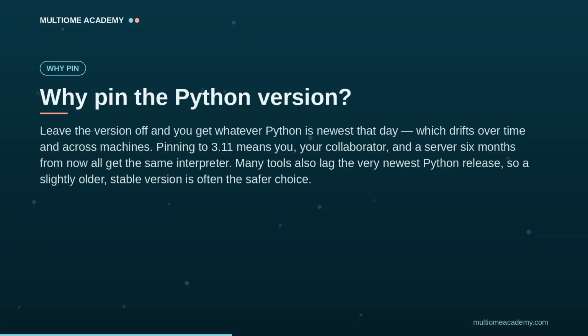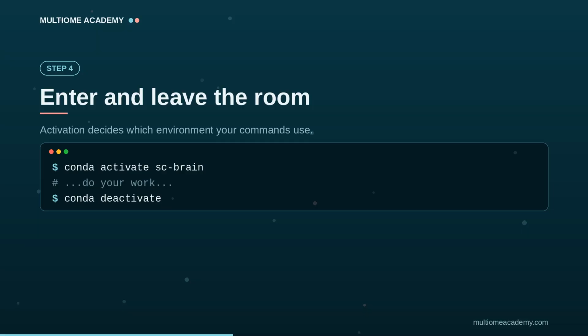To use an environment, you activate it. conda activate sc-brain steps you inside, and your prompt updates to show the active room, so you always know where your code is running. Everything you install now lands here and nowhere else. When you're finished, conda deactivate steps back out to base. Get in the habit of checking that prompt before you install anything.